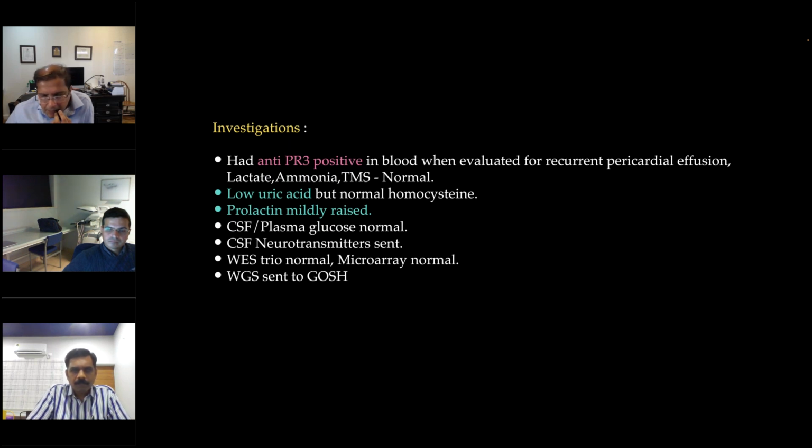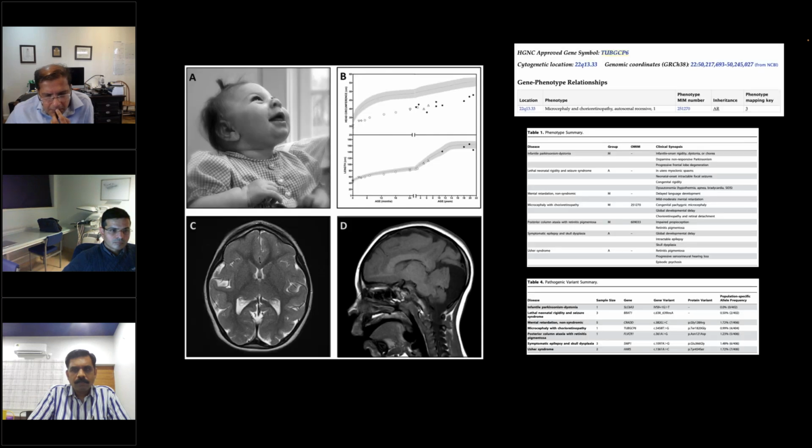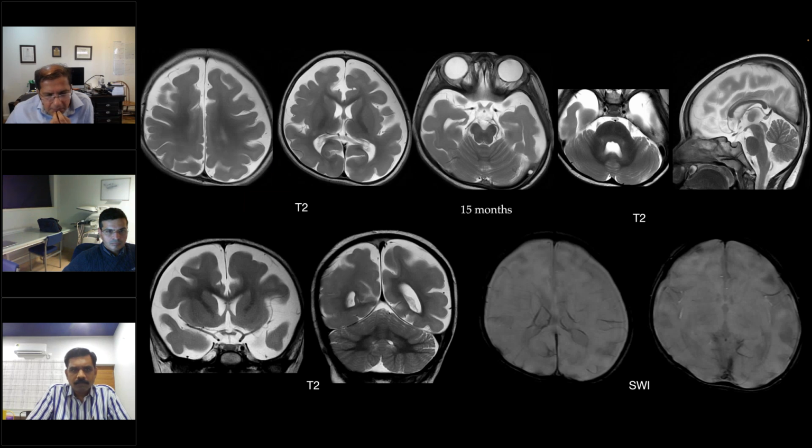So whole exome sequencing trio initially was normal, microarray was normal. So I did several CSF neurotransmitters because of this movement disorder. So she had a very low folate, 3, normal should be more than 60. So at that time I had put the case, okay, I had the lead, this is cerebral folate deficiency, and now we have the diagnosis. So that was what I thought.